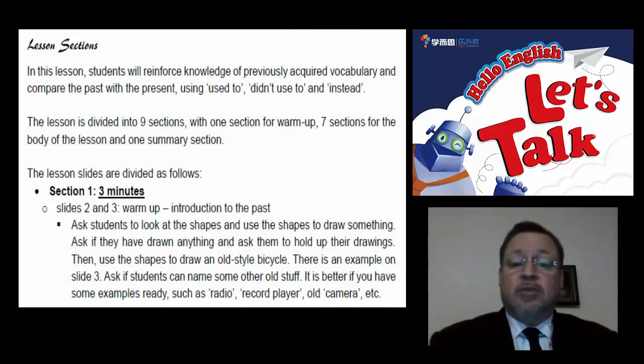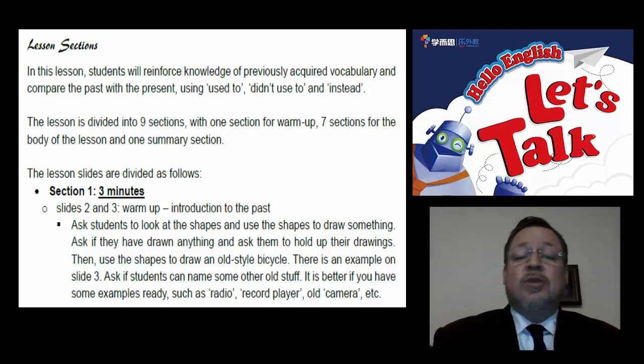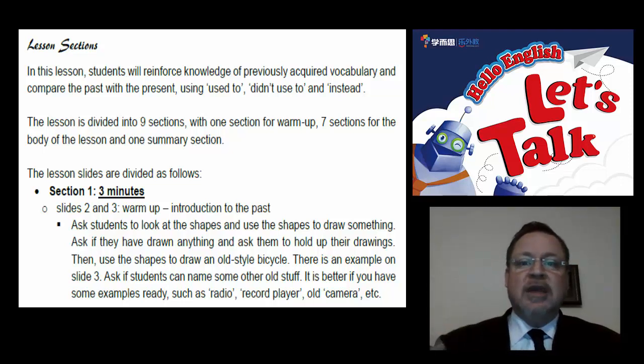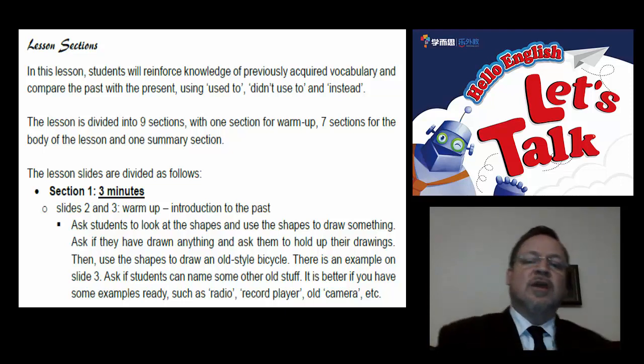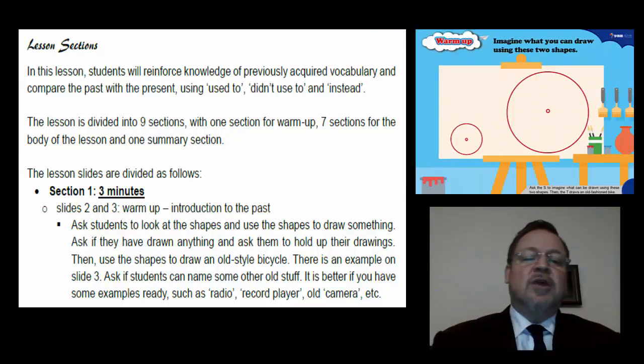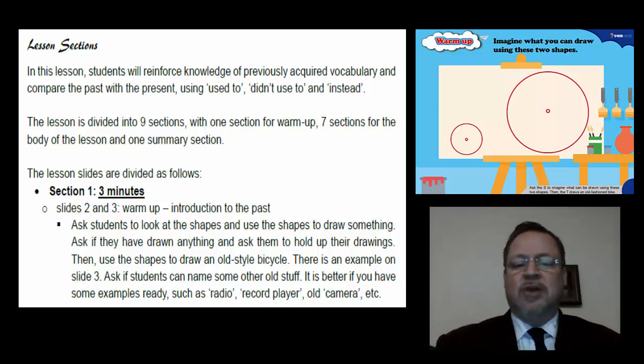So, as an example, for section 1, we recommend that this be done within 3 minutes, and it is only up to the first 3 slides. The first slide is just an introductory slide. There's not really anything on it. Slides 2 and 3, as the warm-up, help to introduce the students' thinking to the past, so that they can relate back to the past. So in slides 2 and 3, just simply ask the students to look at the shapes that are provided and to think what they can draw using these shapes. Something from the past, not something from the present. Okay.